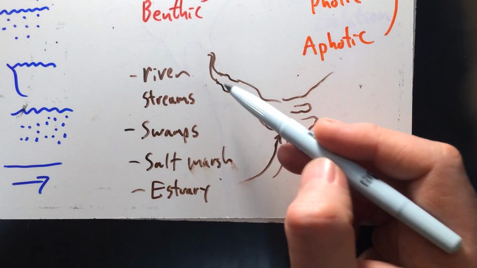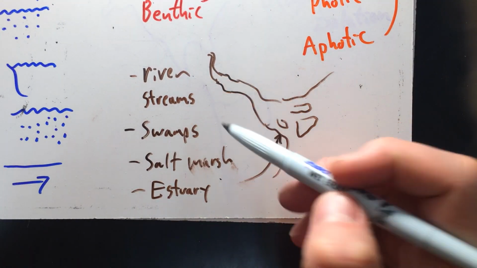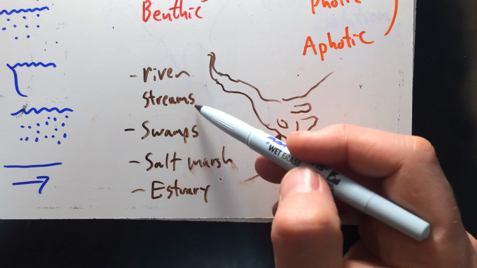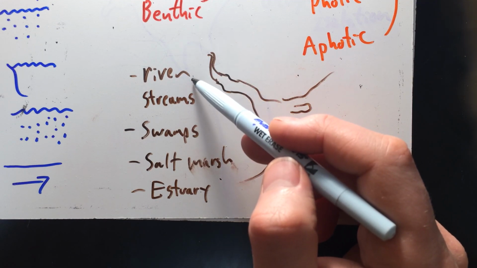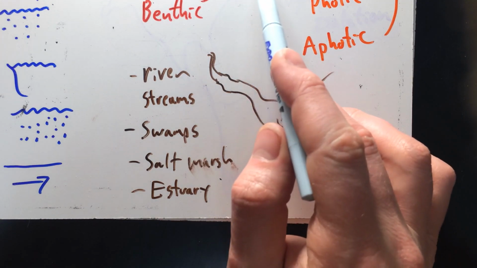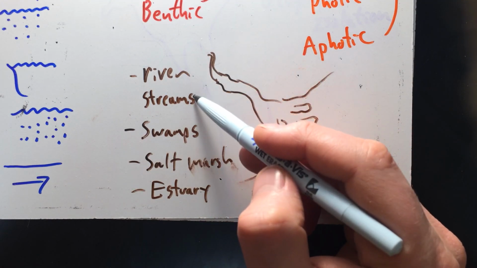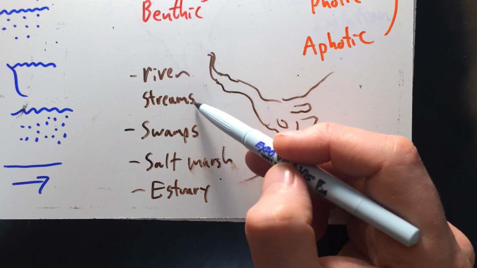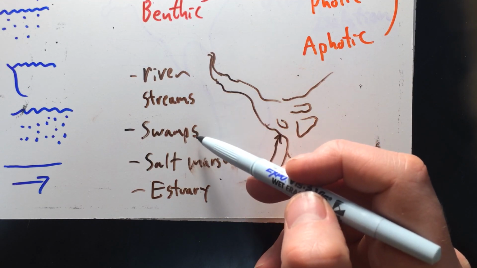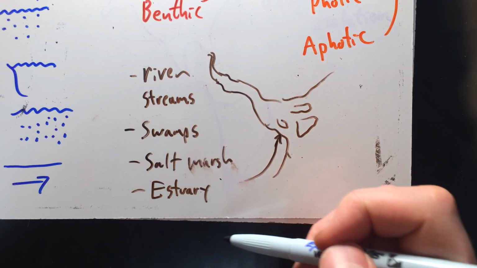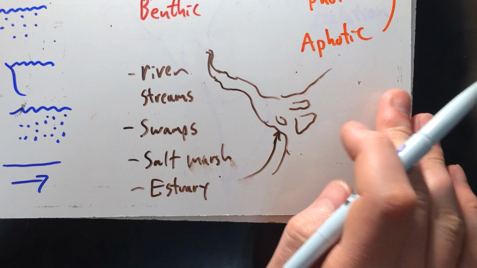We also touched on other aquatic style biomes such as rivers and streams. Here, if it's a small stream, there is no benthic zone. It would just be constantly churning. Very different environment than a really large, slow-moving river. We also touched on swamps and salt marshes, as well as estuaries.